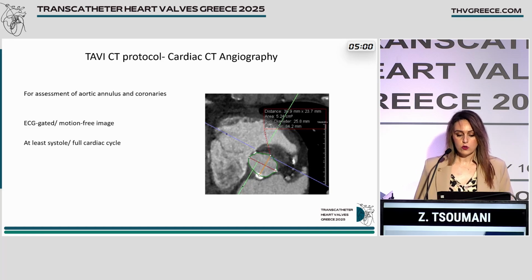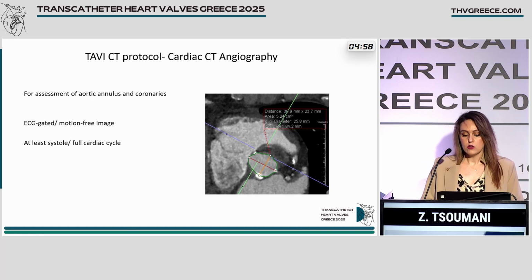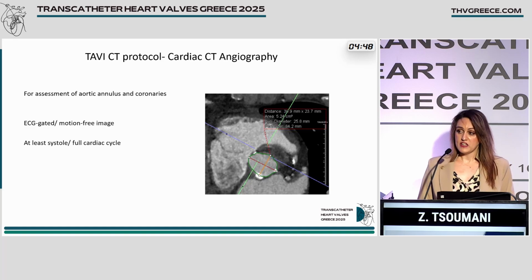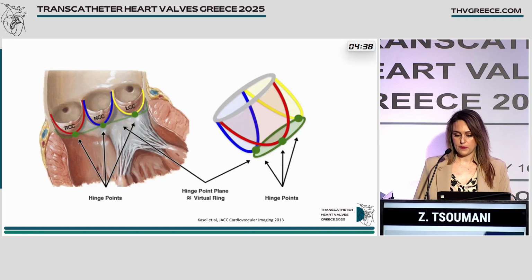Focusing now on the aortic root, the scan should be ECG gated because we know that the aortic annulus is a dynamic structure, highly mobile during the cardiac cycle, changing its shape during the cardiac cycle and reaching its maximum diameter during systole. So the scan should at least cover the systole.